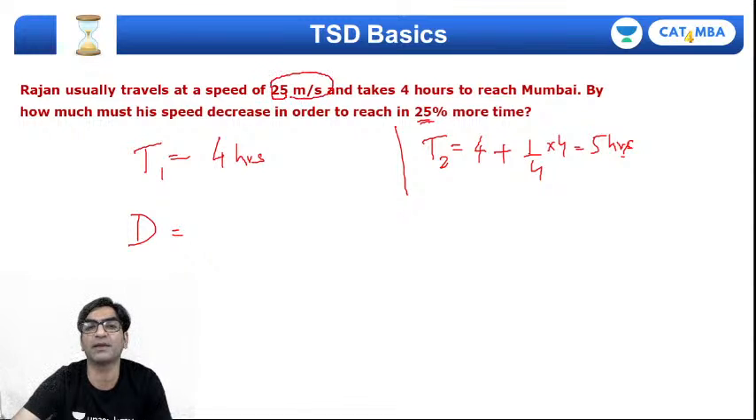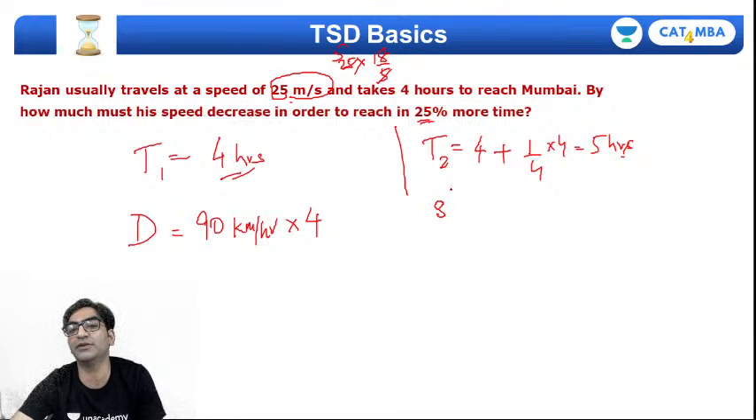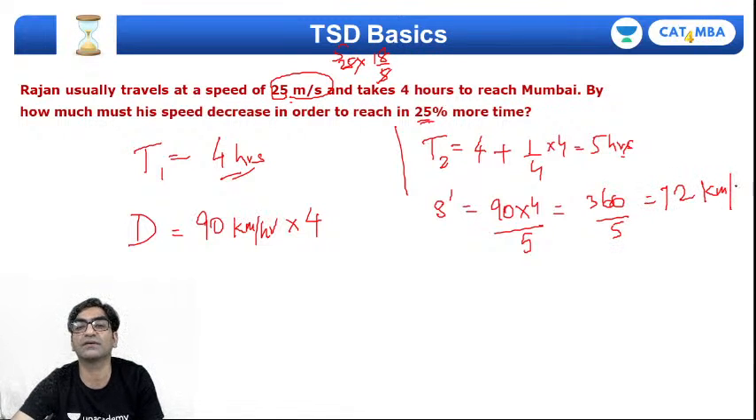Speed को मैं किलोमीटर पर आवर में convert कर लेता हूँ क्योंकि time hours में दिया हुआ है. So I'll convert speed as 25 meters per second, to increase करेगा 18/5 से multiply करेंगे. That's 90 kilometers per hour, right? So distance should be 90 kilometers per hour into 4, right? Which means the new speed should be this distance divided by the actual time that he wants to take. So 360/5 will be 72. So he should travel at 72 kilometers per hour, right?